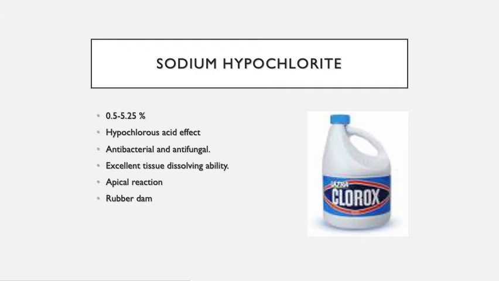basically very inflamed pulp and there is loads of bleeding. You can just use sodium hypochlorite and it will get rid of all the pulpal tissue. It will dissolve it, and then you will get rid of the bleeding.